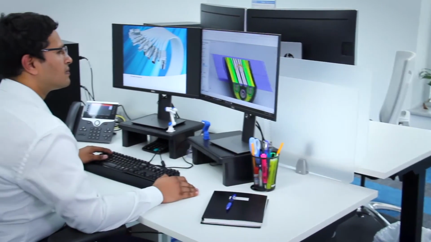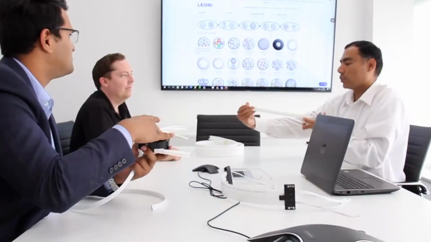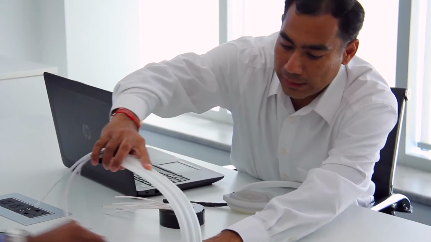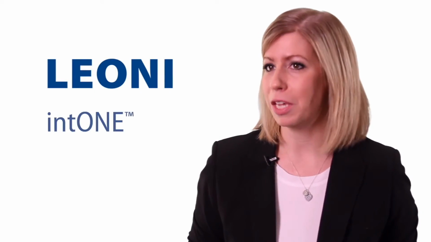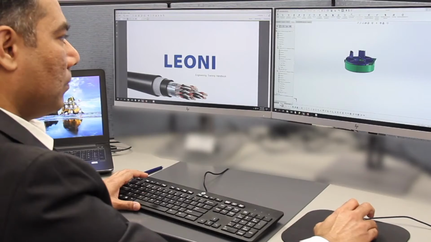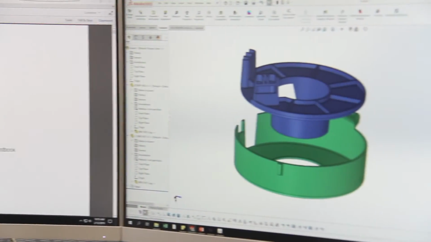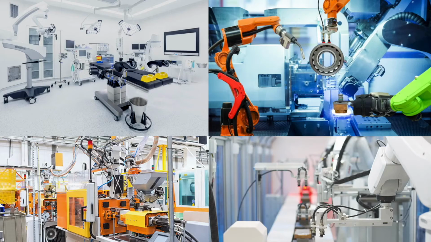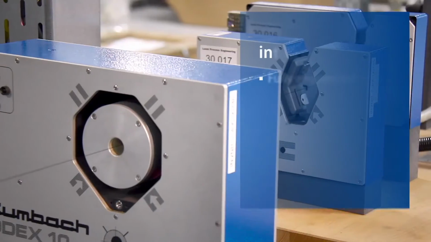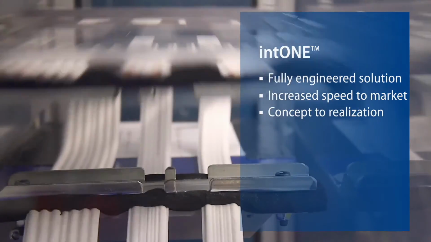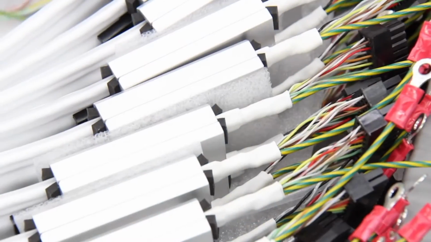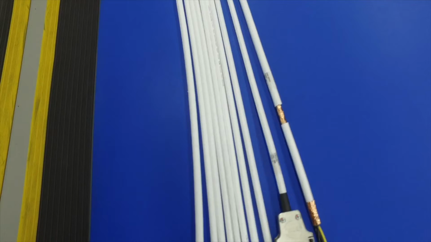Leoni is the world leader in cable and cable harness design. By partnering with our customers' engineering resources, we save them countless hours of harness design and do it right the first time. For these reasons, Leoni Elocab Limited has introduced Leoni Into One. Our team of experts will work alongside your team to better understand your needs to fully integrate the cable design into your application. Leoni Into One is a fully engineered solution, assuring your company's increased speed to market and bringing your concept to realization. Leoni Into One is a true partnership. It allows you to focus on your application and leaves the design of the cable and cable systems to us, the experts.